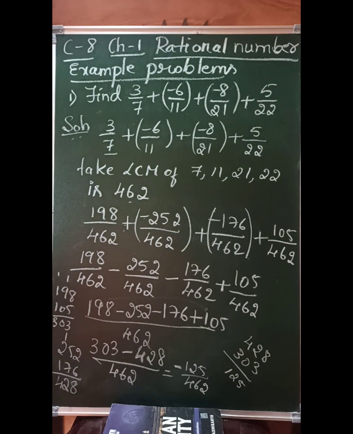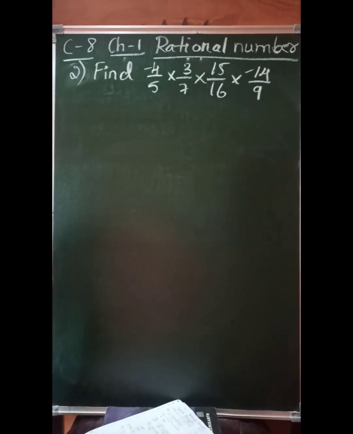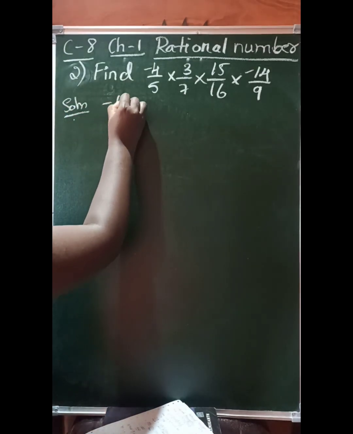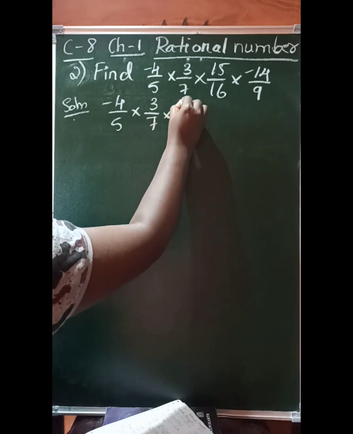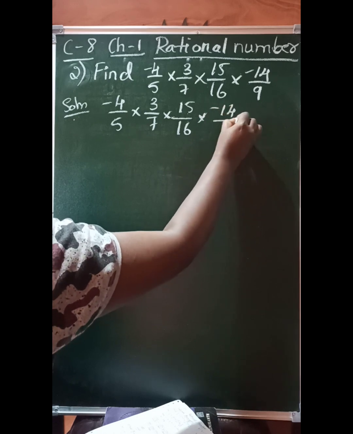This is the first example which is given in your textbook. Let's move on to the second one. The next problem you have is: find minus 4 by 5 into 3 by 7 into 15 by 16 into minus 14 by 9. So consider the given problem: minus 4 by 5 into 3 by 7 into 15 by 16 into minus 14 by 9.